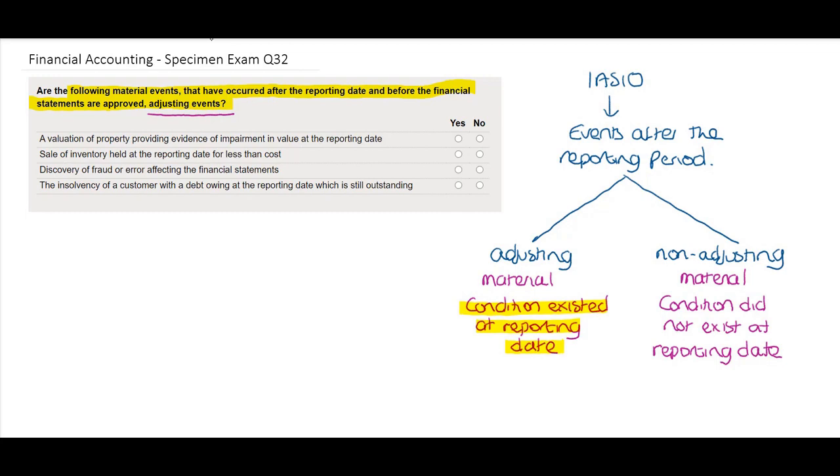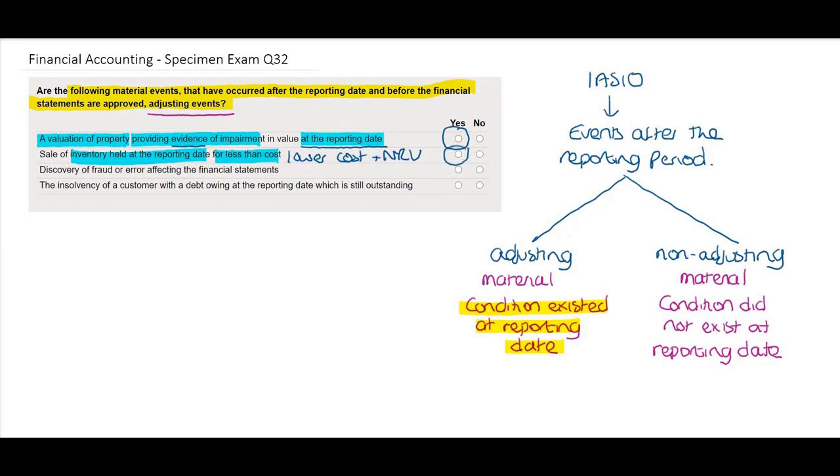Looking at these events individually, the first one is where there is a valuation of property providing evidence of impairment in value at the reporting date. We can see that there is evidence that this was at the reporting date, and so yes, it should be an adjusting event. The next statement says that a sale of inventory held at the reporting date is for less than cost. Inventory should be valued at the lower of cost and net realisable value, and so if we have got a sale of inventory that's less than cost, that would suggest the inventory is overstated and should be an adjusting event.